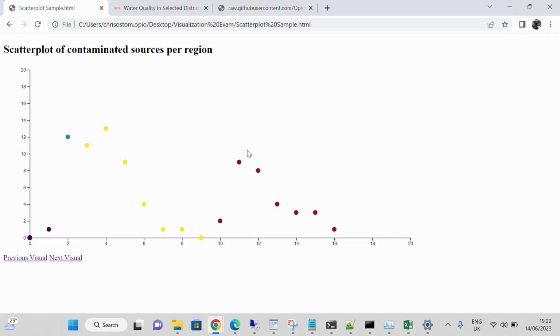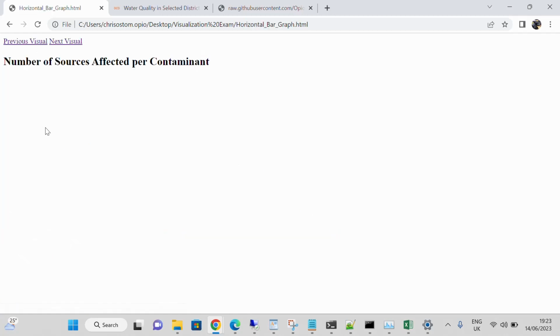So these dots show the number of water sources that were contaminated per district. So you find that some districts didn't have any water source contaminated. That's why they are zero here, while others had few and so on. So the scatter plot will represent to us that at a glance.